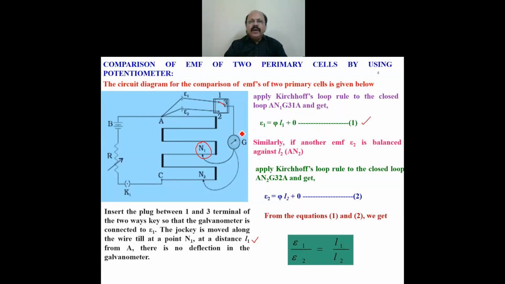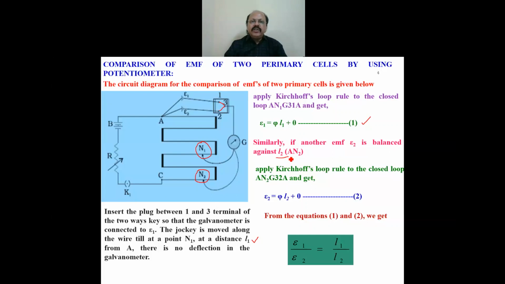Similarly, now you remove the plug from 1 and 3. Now insert the plug between 2 and 3 so that the cell of EMF E2 comes in the circuit and E1 remains disconnected. Again we find a point on the potentiometer wire with the help of the jockey at which the galvanometer shows no deflection. Let it be N2. Then we note the length AN2, which is L2.